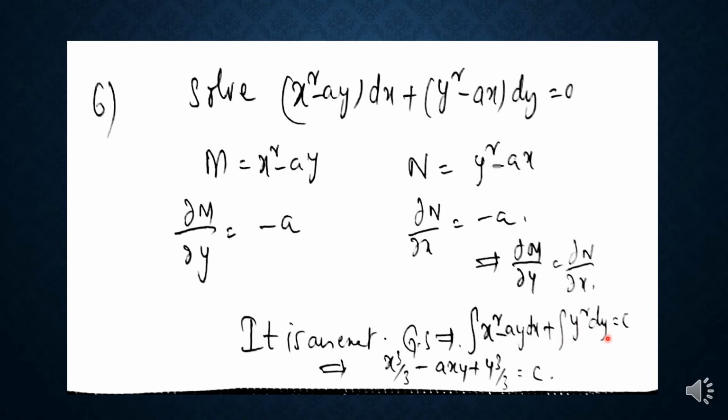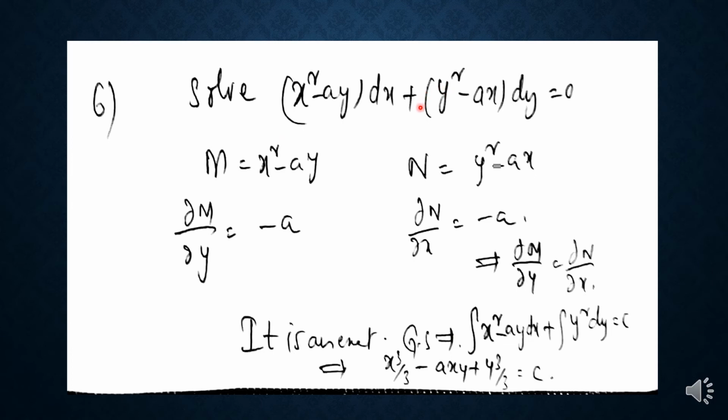y³ by 3 is equal to c. So here the general solution is x³ by 3 minus axy plus y³ by 3 is equal to c, or by simplification, taking LCM, you can write it like this also: x³ minus 3axy plus y³ is equal to 3c. The 3c is also a constant c, so that can be written as x³ minus 3axy plus y³ is equal to c, which is the general solution for the given differential equation.